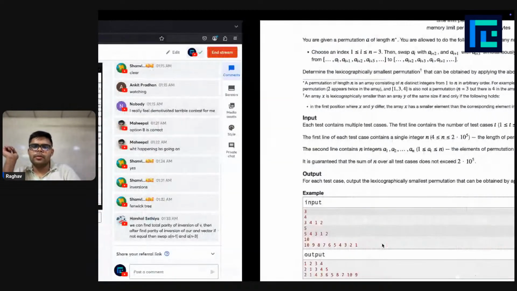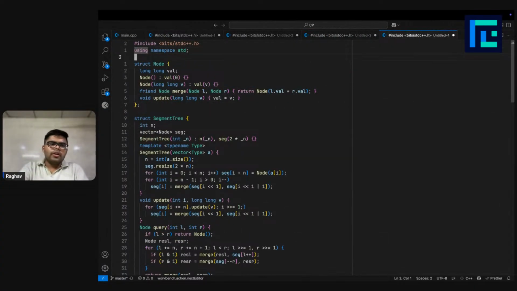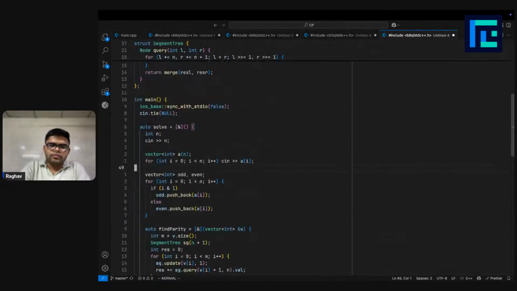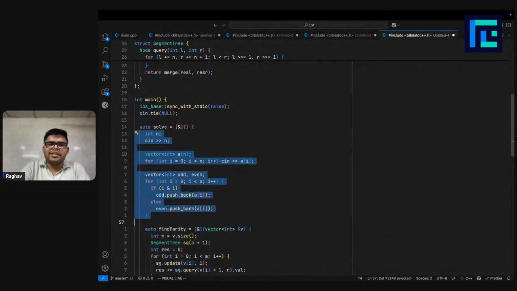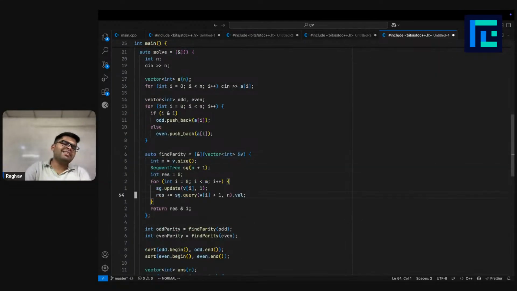Yep, exactly. Your approach is also the same. So let me show you my code here. I copy pasted my template for segment trees. After that, for every test case, after taking the inputs here, I created two vectors, odd and even, in which I have inserted the elements of odd indices and even indices.